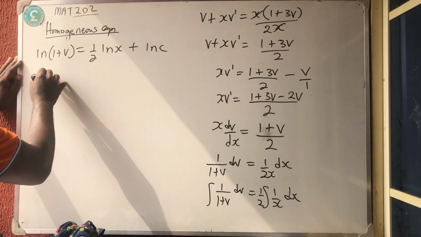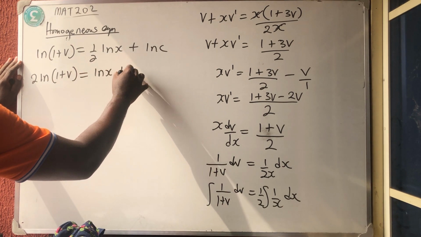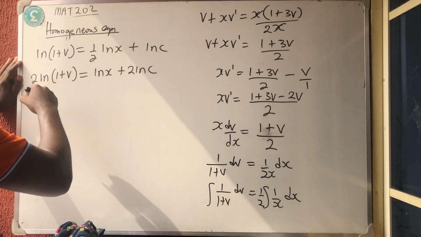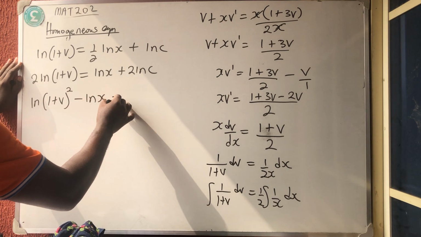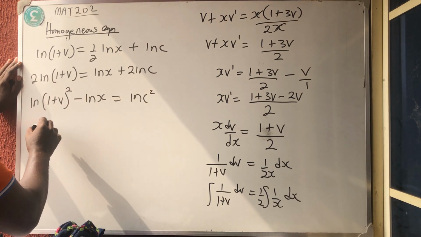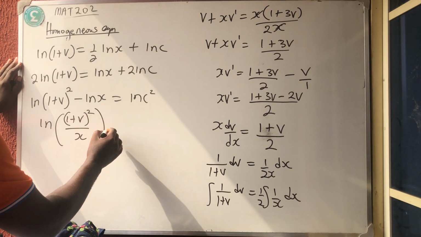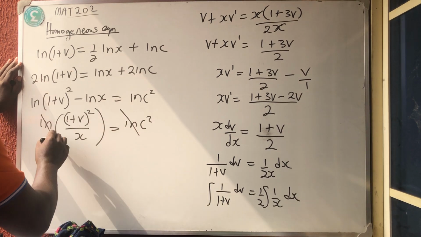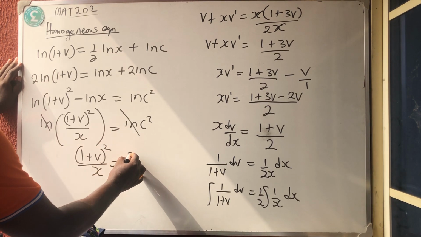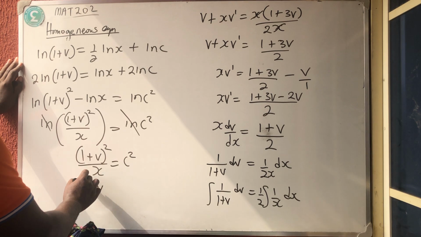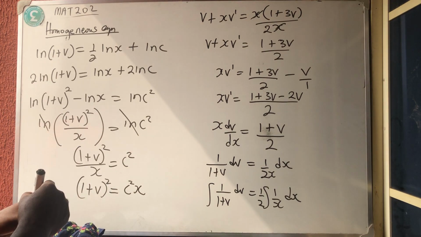So multiply everybody by 2. I'm having 2 ln of 1 plus v is equal to ln x plus 2 ln c. So let me take this to this side. I'm having ln of (1 plus v) squared minus ln x is equal to ln c squared. So ln of (1 plus v) squared all over x is equal to ln c squared. So ln takes care of ln. I'm having (1 plus v) squared all over x is equal to c squared. So cross multiply: (1 plus v) squared is equal to c squared x.